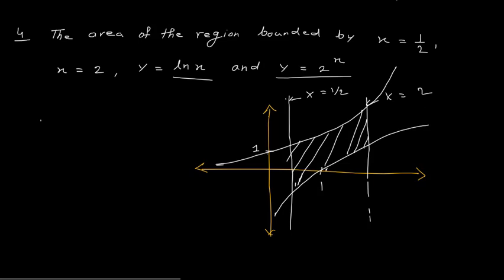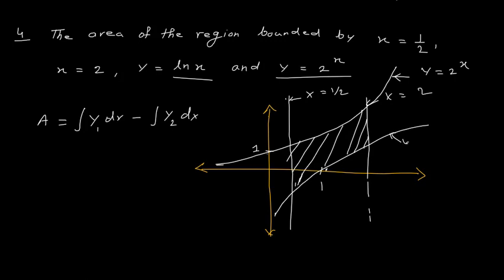we are going to use area is equal to integration of y1 dx minus y2 dx. Now y1 is the curve y is equal to 2 power x, and this y2 is the curve y is equal to ln x. Now we will subtract this y2 from this y1 because I don't want this part. Okay, if I shade, I don't want this part, right? I don't want this part, so this part we have to subtract.